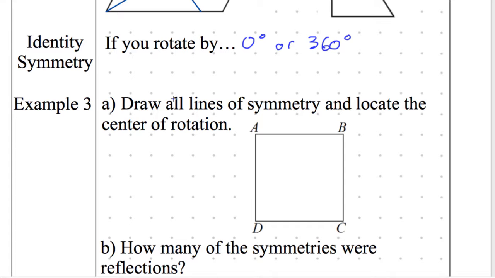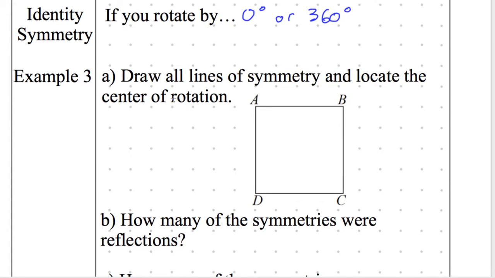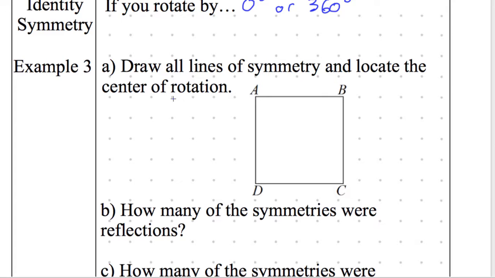All right, so let's try example 3. We know how to do this one already because it's a simpler shape. Go ahead and draw all the lines of symmetry. You know how to do lines of symmetry. You've done that before. Go ahead and start drawing the lines of symmetry. Here's one of them, from A to C. Draw the rest of them.